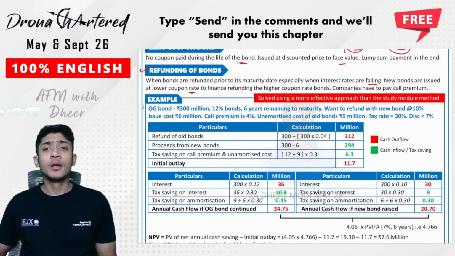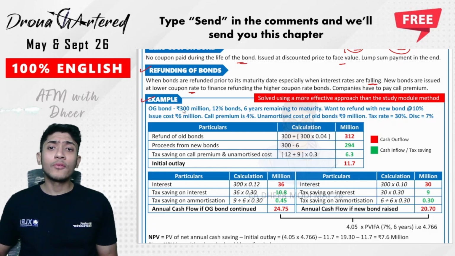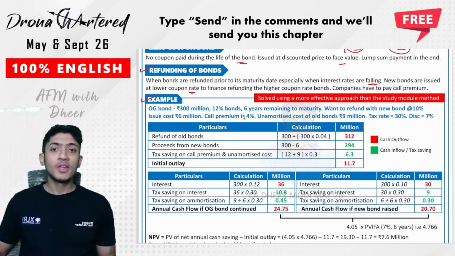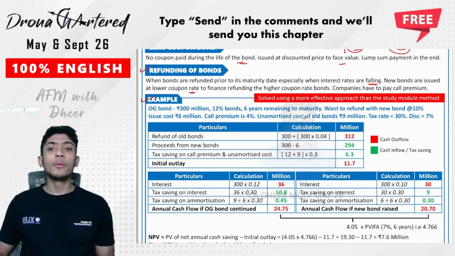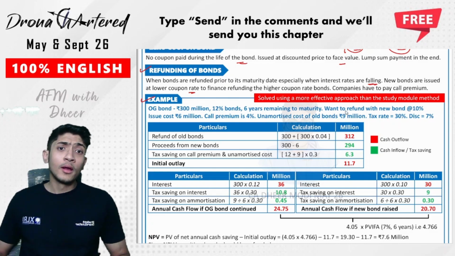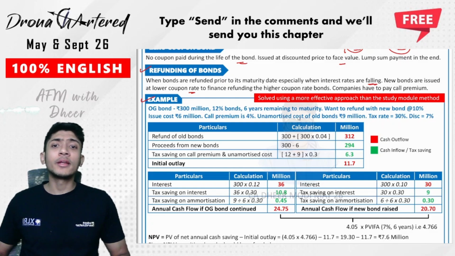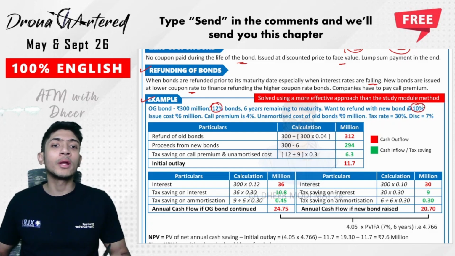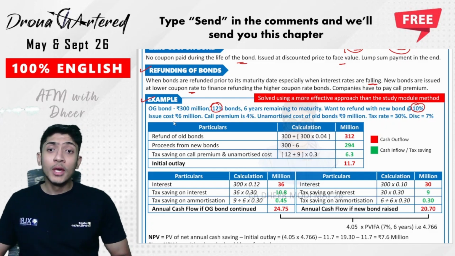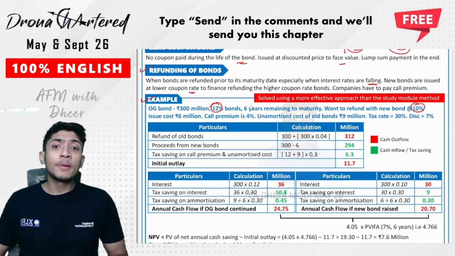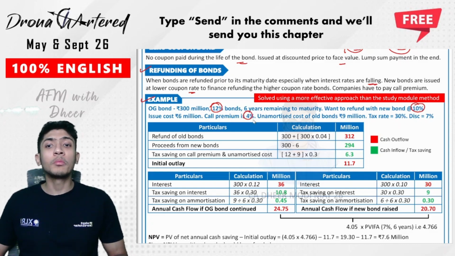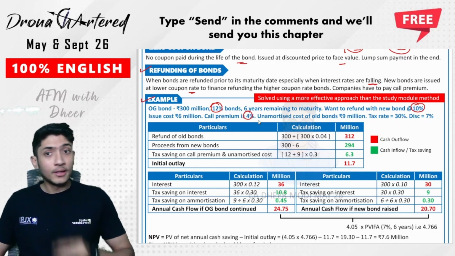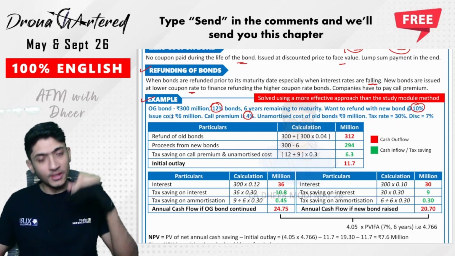Let's say an example, your original bond is for 300 million rupees. These bonds were at 12% and 6 years are remaining to maturity. They want to refund with a new bond at the rate of 10%. So say your old bonds are at 12% and your new bonds that you can raise are at 10%. Issue cost will be 6 million. Call premium is 4%. This call premium of 4% is from the previous and this issue cost of 6 million is from the current.